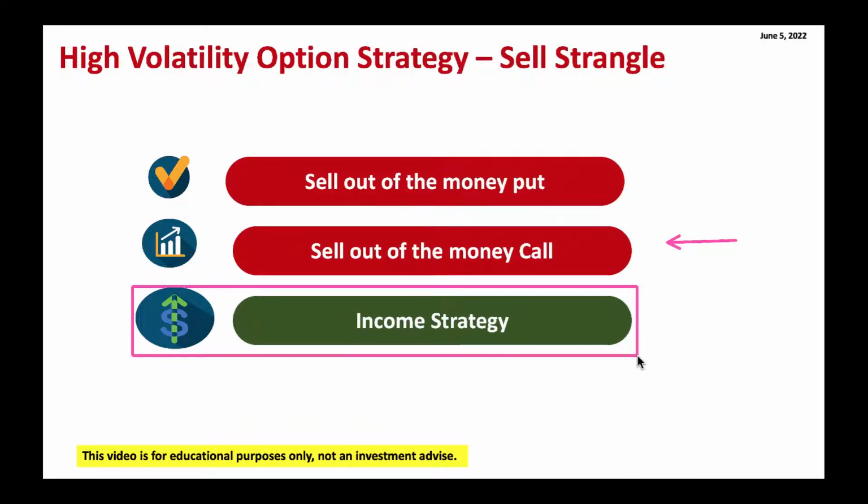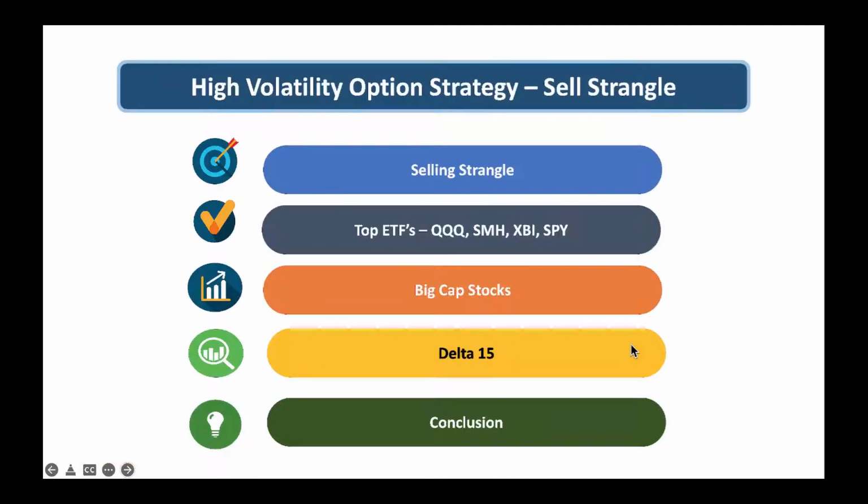So with that, let's jump in and look at the do's and don'ts of this strategy and how I execute it. Alright, so what is this high volatility strategy? What is selling a strangle? We'll go into the details here. Like we talked about, we'll be selling a strangle, which means we'll be selling a call option as well as a put option.